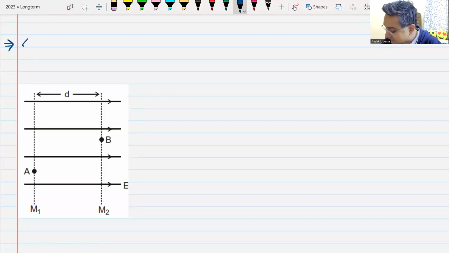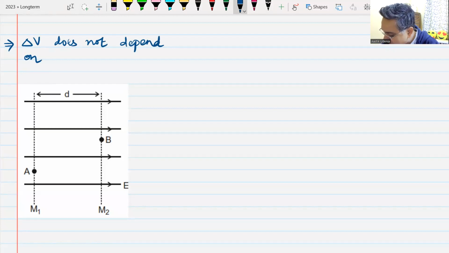Then the next thing that you must understand is that delta V, the difference or change in potential, does not depend on path. Do we remember this? Yes, sir. It does not depend on path.